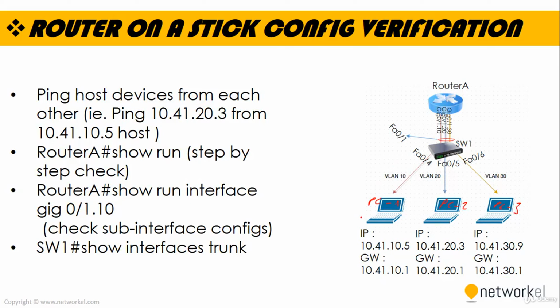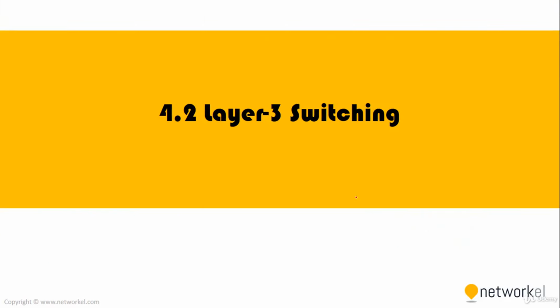To verify the router on a stick configuration, first we can ping host devices from each other. For example, we can ping PC1 from PC2, and we can check the show running-config output to check the step-by-step configuration, or we can check just the sub-interface configuration by typing show run interface and the sub-interface name. Or we can check show interfaces trunk on the switch, and we can see if the link is operating as a trunk or not.